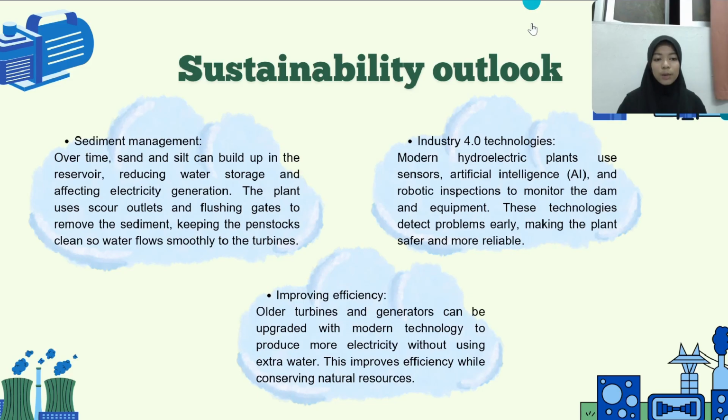Then we have Industry 4.0 technologies. Modern hydroelectric plants use sensors, AI, and robotic inspections to monitor the dam and equipment. These technologies detect problems early, making the plant safer and more reliable. Then we have improving efficiency. Older turbines and generators can be upgraded with modern technology to produce more electricity without using extra water. This improves efficiency while conserving natural resources.